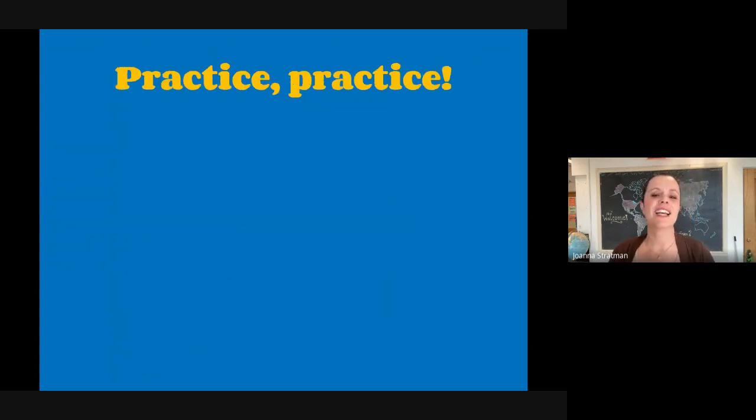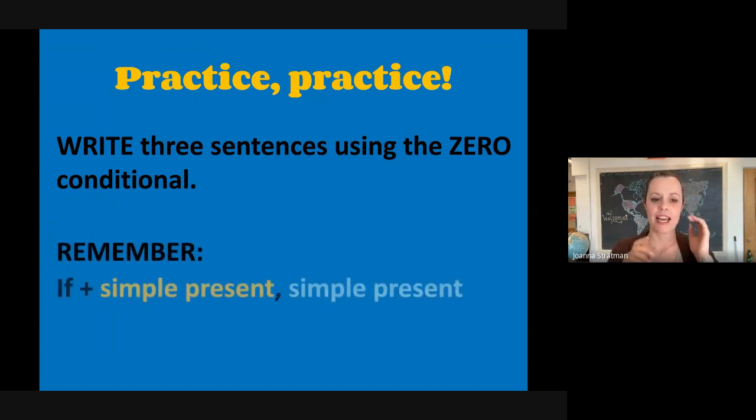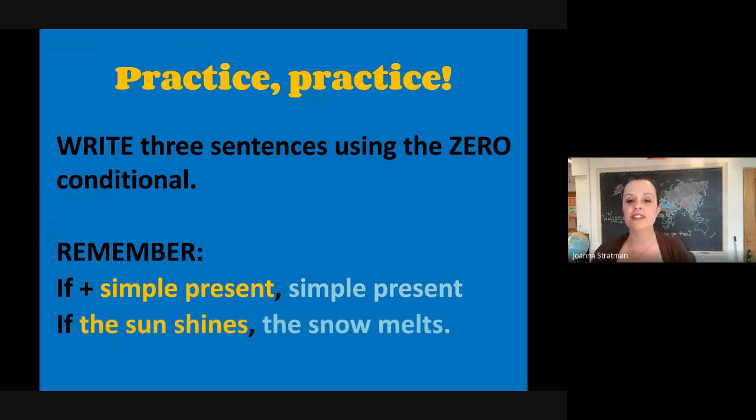Now, my friends, remember, practice, practice. So write 3 sentences using the zero conditional. And just remember, we use if or when plus the simple present, and then the resulting action is also in the simple present. So if the sun shines, the snow melts. My friends, remember, practice, practice, and never give up.